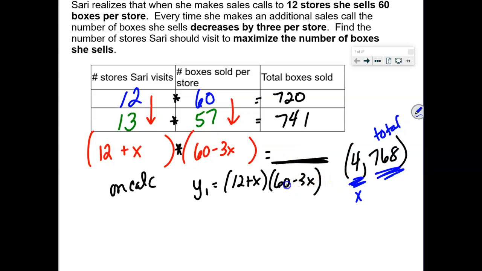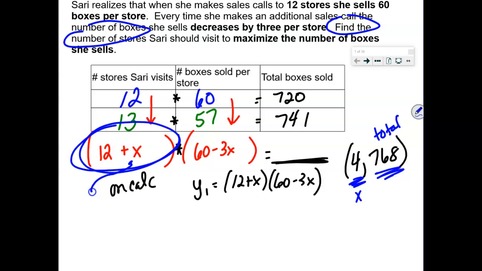A lot of kids get to this point and then they write down 4 and then they walk away from the question and they get it wrong. Why are they getting it wrong? Because the question says, find the number of stores. Thank you. Find the number of stores that she should go to. So go to your number of stores expression. I know x equals 4, but that means she's supposed to visit 16 stores.